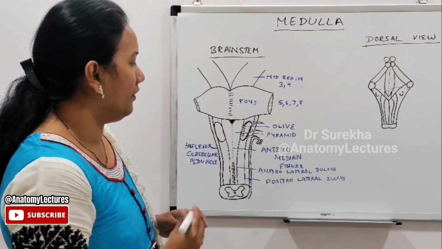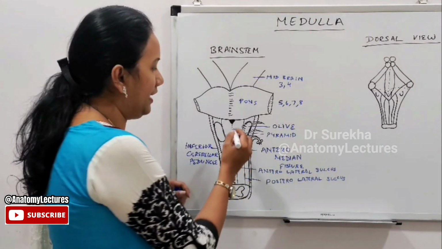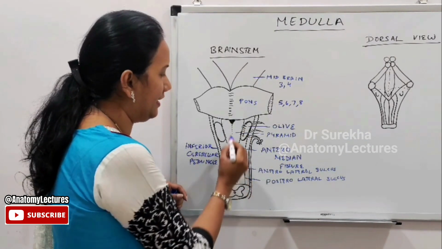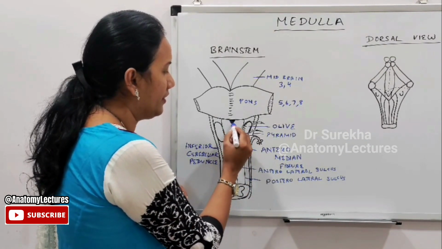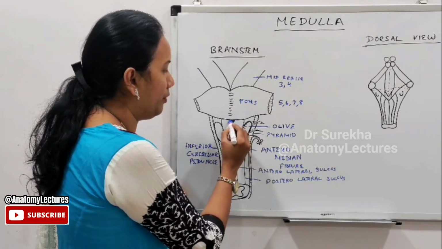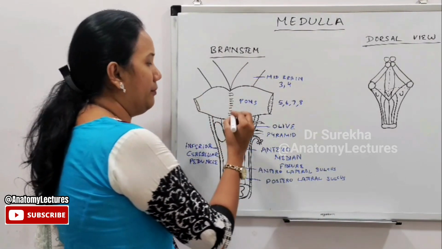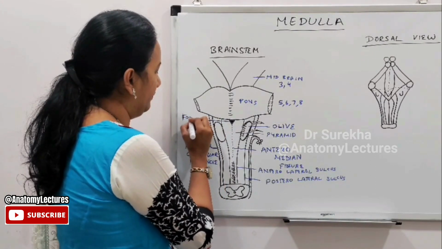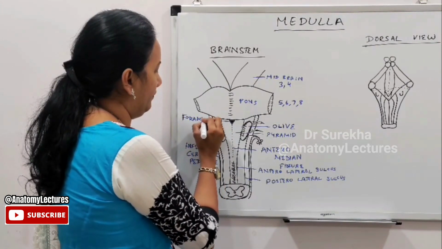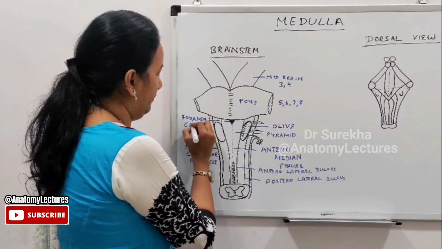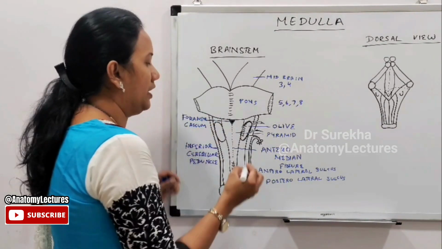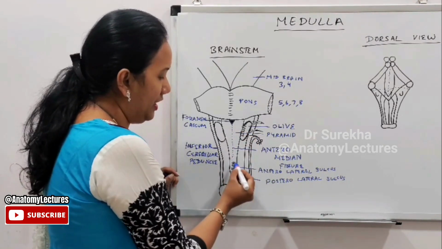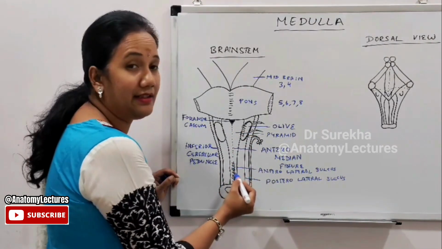So now if you have a careful look at this, the anteromedian fissure which is there is ending in a triangular depression at the lower border of the pons. So this triangular depression is referred to as foramen cecum. And lower down, if you are tracing this anteromedian fissure, it is becoming discontinuous.